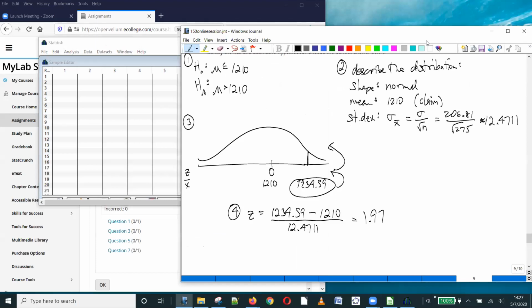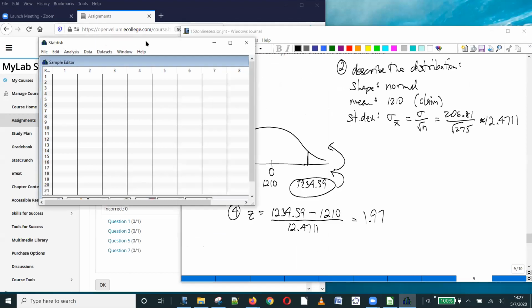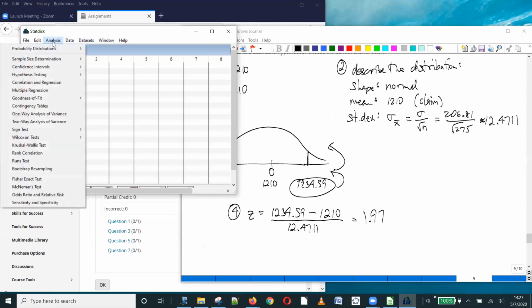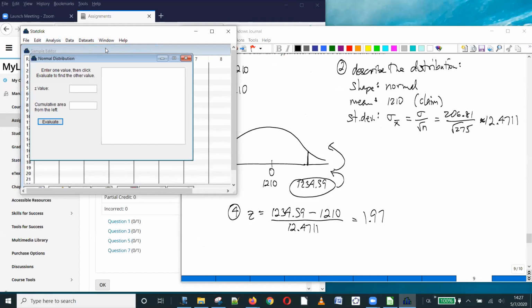Okay, so I got my StatDisk, and we need to know what's going on with that z-score. So analysis, probability distribution, normal distribution. The z-value is 1.97. So click evaluate, and now we've got some numbers. So to the left is 0.9.